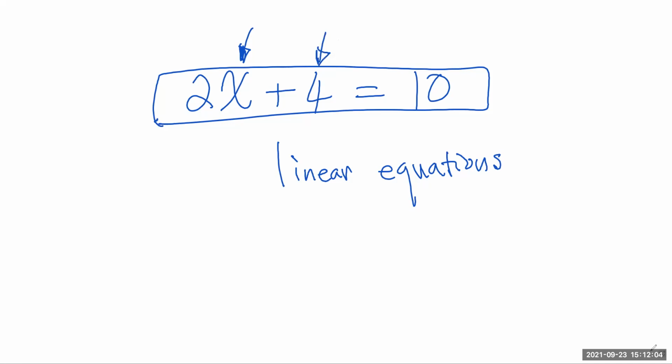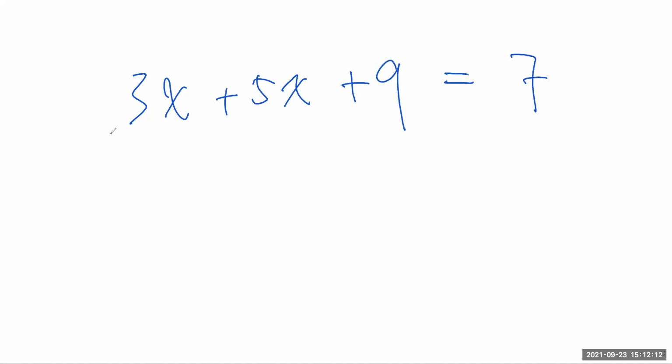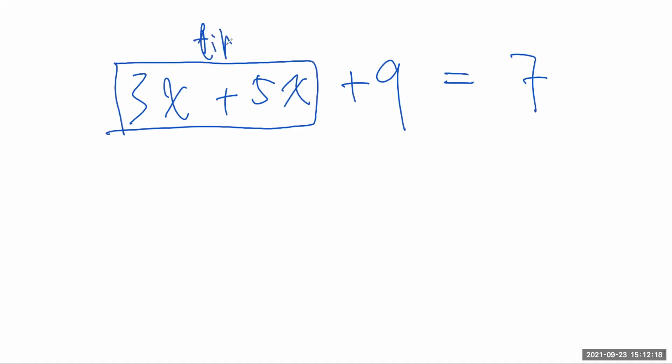For example, if you have, say, 3x plus 5x plus 9 equal to 7, now we know we can combine those, right? Those are called like terms. That means they have the same property. Like numbers are like terms, because with numbers we can do arithmetic. And here we can also add and subtract. So that's called like terms.